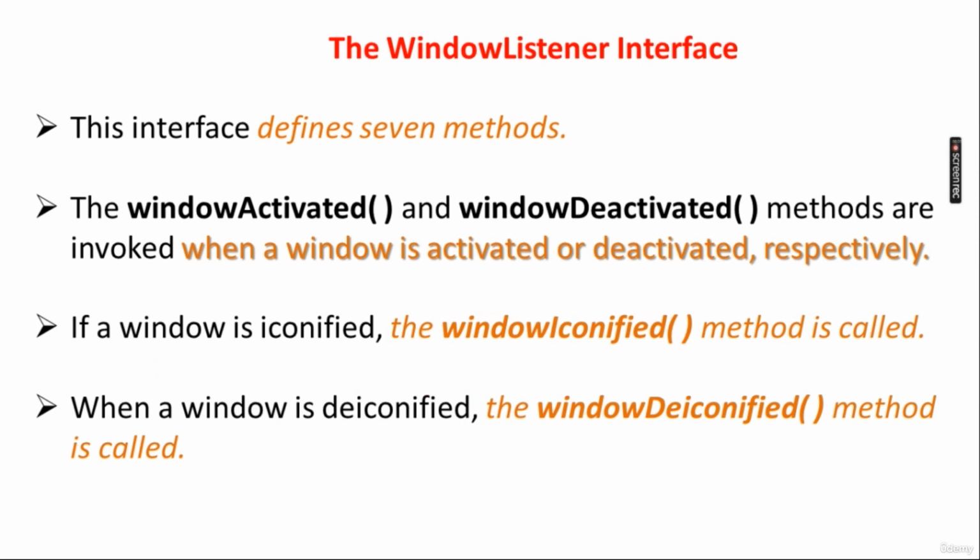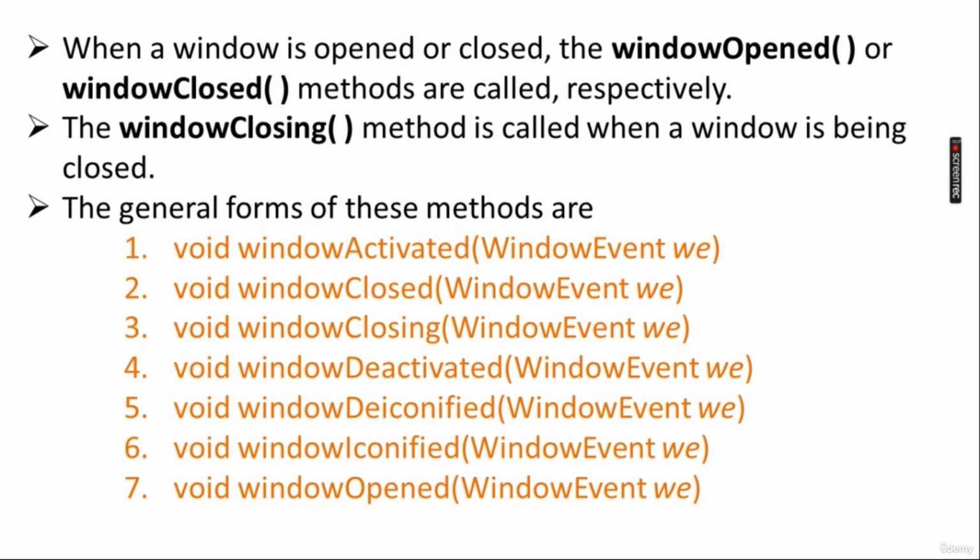The windowActivated and windowDeactivated methods are invoked when a window is activated or deactivated respectively. If a window is iconified, the windowIconified method is called. When a window is de-iconified, the windowDeiconified method is called. When a window is opened or closed, the windowOpened or windowClosed methods are called respectively. The windowClosing method is called when a window is being closed.